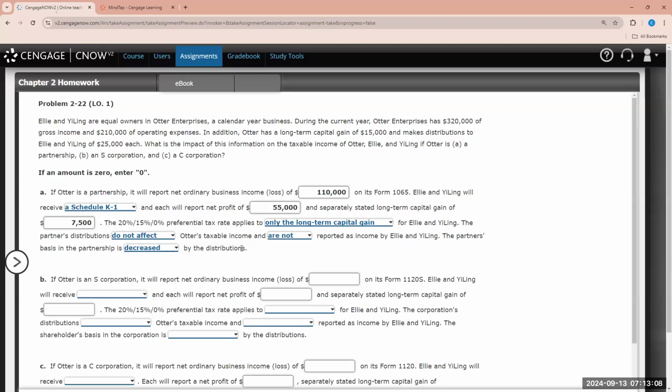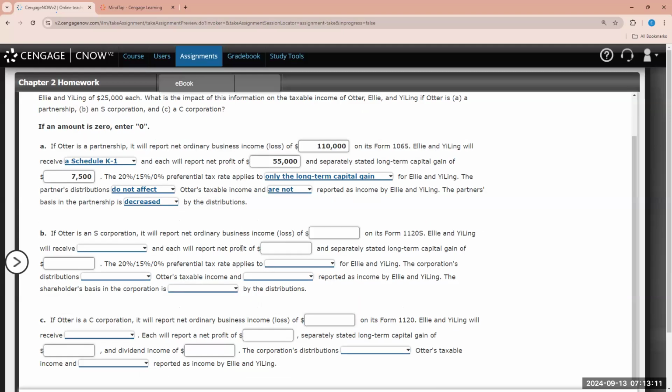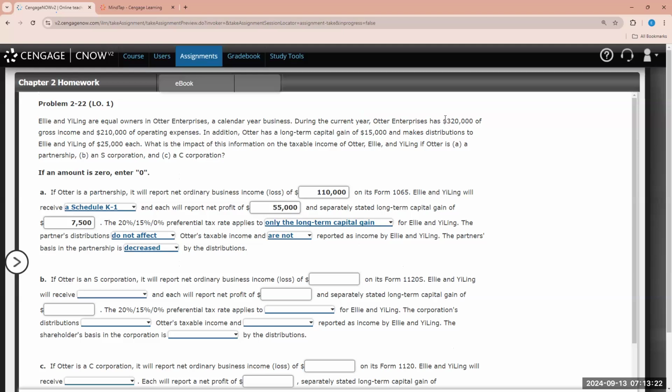Next for B, we have if Otter's an S corporation. So if Otter's an S corporation, they'll report ordinary business income or loss of 110,000, same thing as basic math: 320,000 of gross income and 210,000 of operating expenses, which gives us income of 110,000. But instead of Form 1065, as an S corporation, it's reported on Form 1120S. Next, we have Ellie and Yeeling. What will they receive? They also receive a Schedule K1.